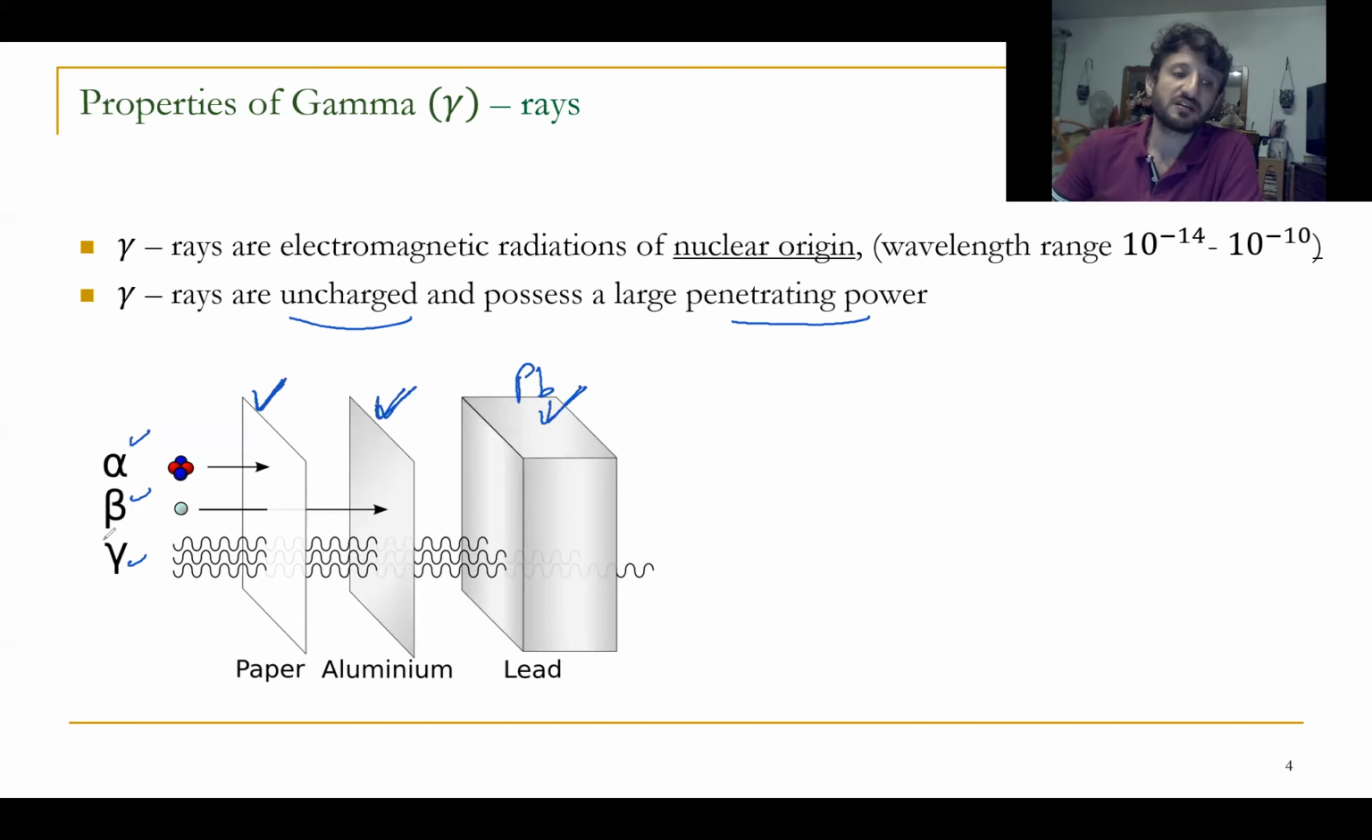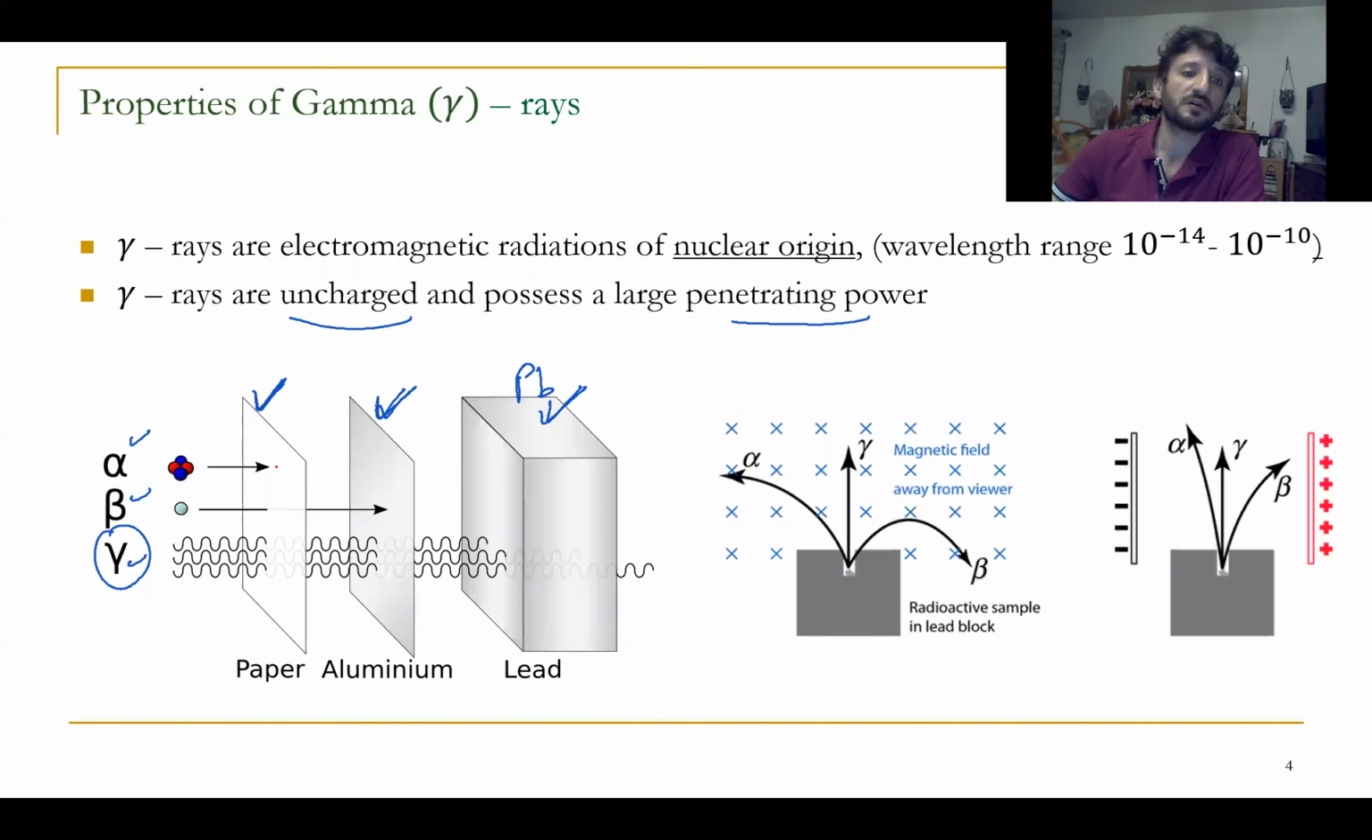For this reason, in order to protect yourself from alpha particle, it's easy. Just put a sheet of paper. You can block the beam of alpha particle. But in order to protect yourself from gamma ray, we need more protection and more complicated protection.